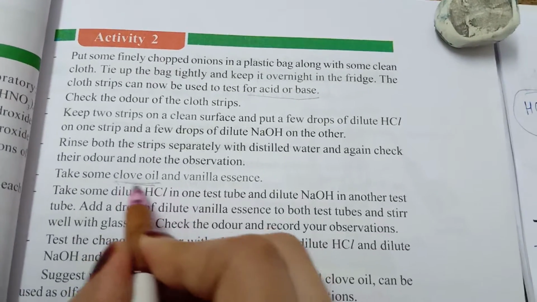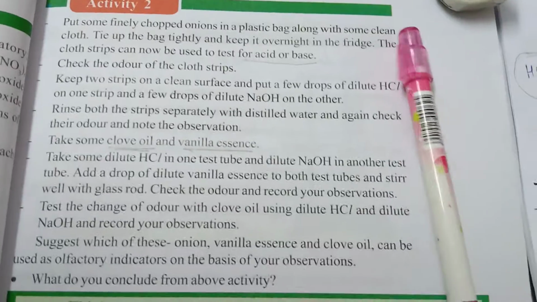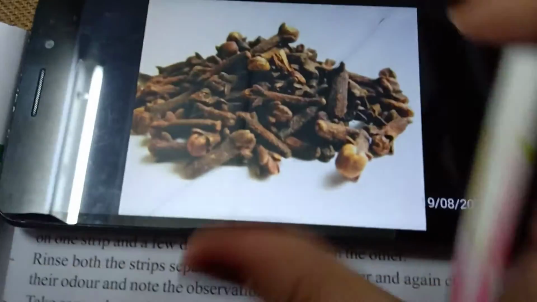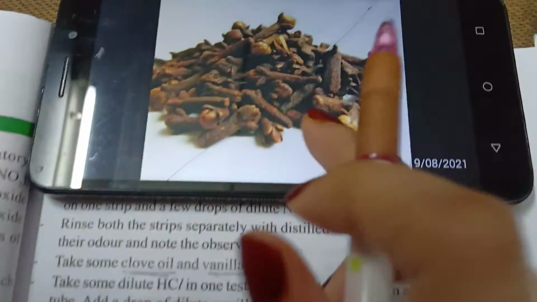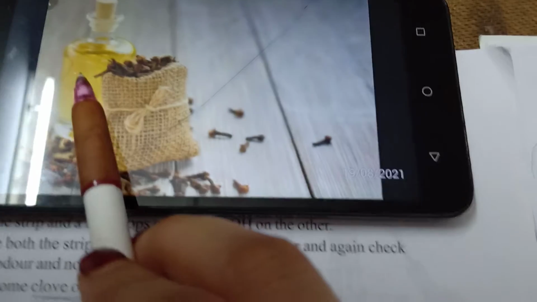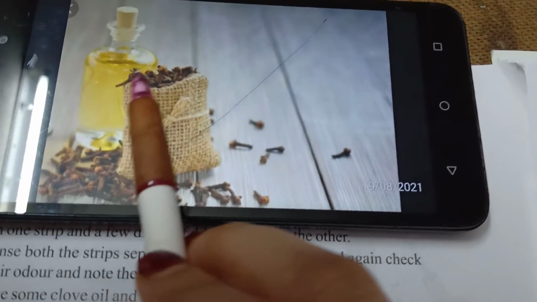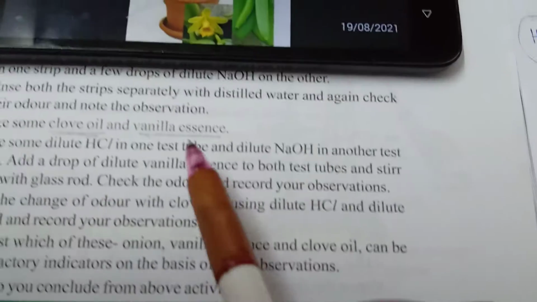So in your textbook, under activity, you have another experiment with clove oil and vanilla essence. What are clove and vanilla essence? Clove means long, right? So here clove oil means we extract from the clove and we get some oil, clove oil means long ka tel, theek hai.